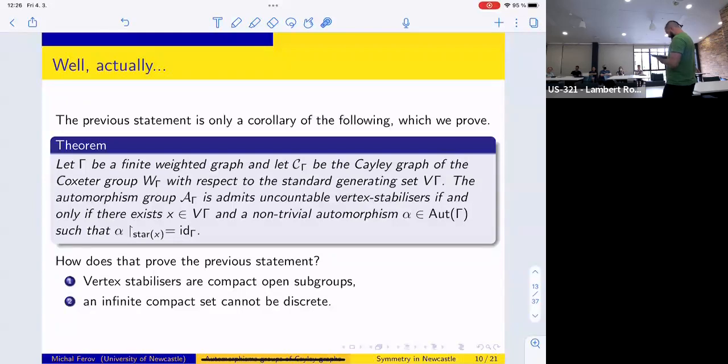Now, how much time do I have? Yeah, about 30 minutes, I guess. So I would like to run through how we prove these things to give some ideas.